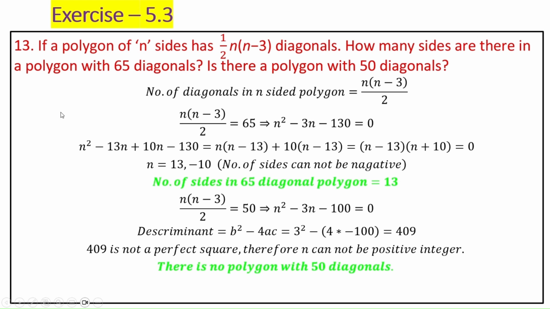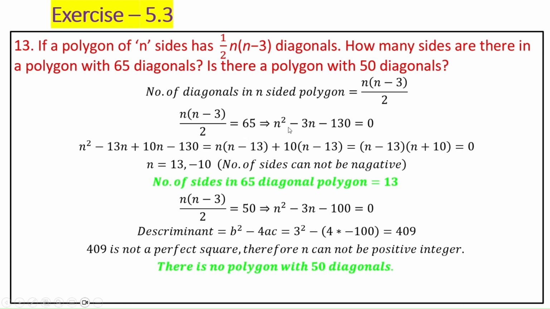Okay, read the question. If a polygon of n sides has 1/2 n(n - 3) diagonals, how many sides are there in a polygon with 65 diagonals? Is there a polygon with 50 diagonals? There are two questions. The number of diagonals in an n-sided polygon is given by n(n - 3)/2. So n(n - 3)/2 equal to 65. First let's check how many sides there are in the 65 diagonal polygon.